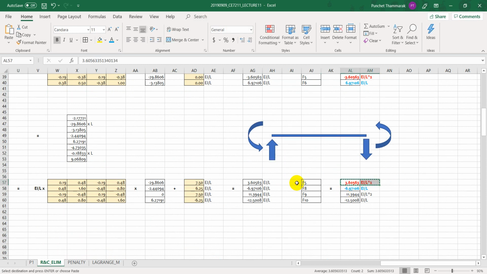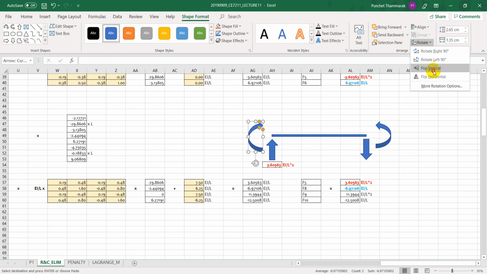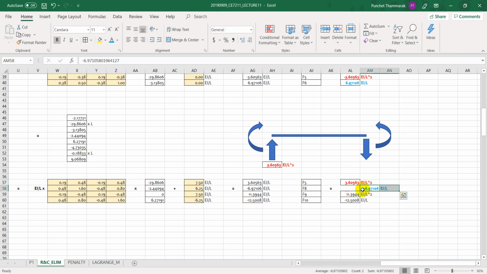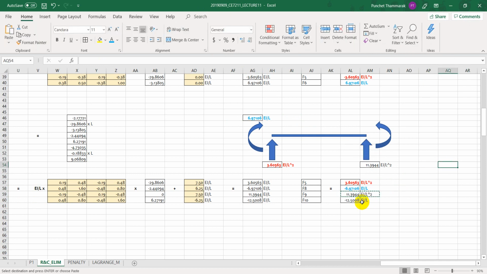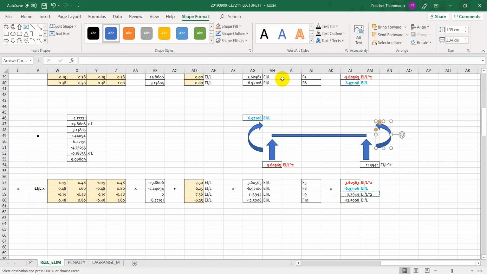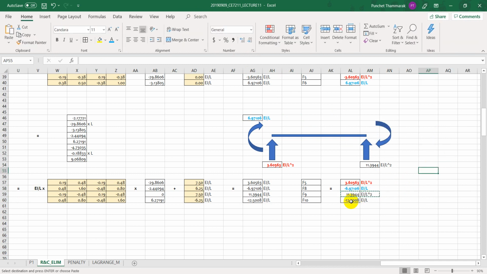F5 going upward. This one has to be flipped. Okay, clean out that 11 has to be here. Flip it up. This is just cosmetic. You may not really have to do all of this, but it just makes your work neat.